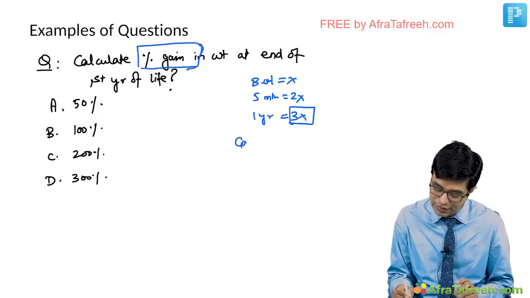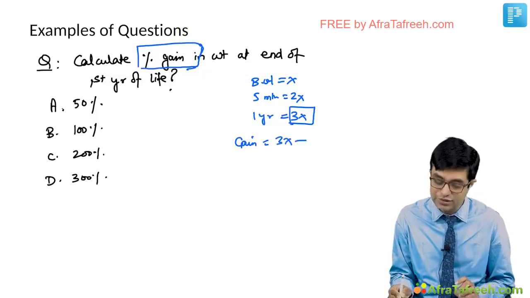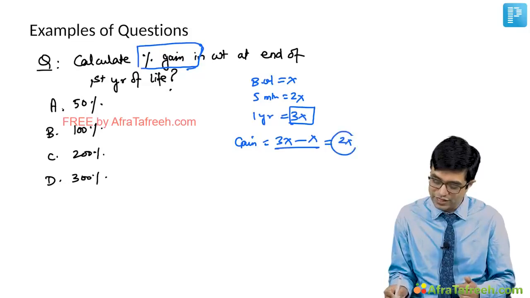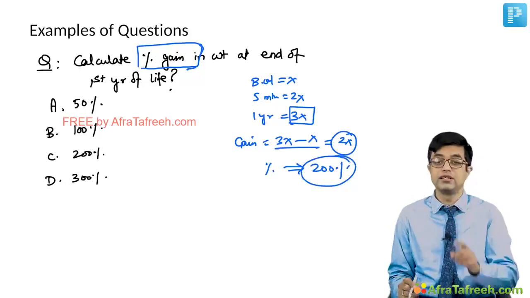So gain will be 3x minus the original weight at birth, that is 2x. So what is the percentage gain? It will be 200% and not 300%.